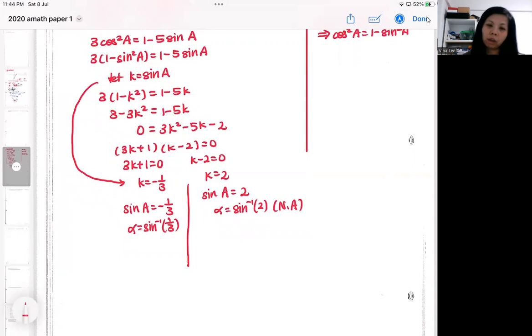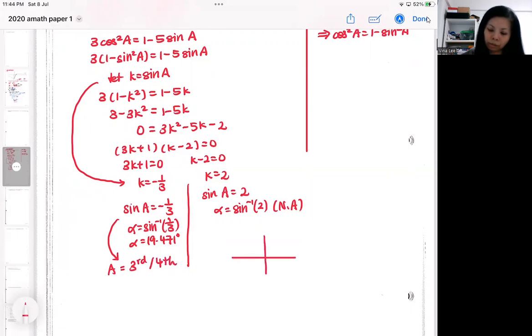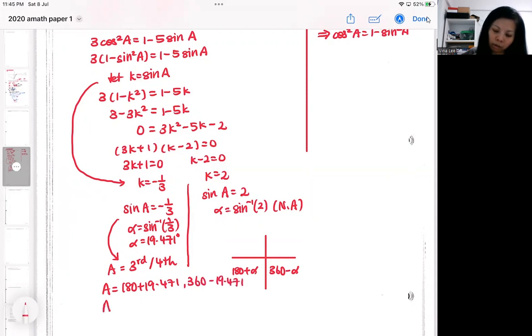So from here, if you ignore the negative, you will be able to get a basic angle. And sine is negative in the third and the fourth quadrant. So if you apply your third and fourth quadrant, the angle will be 180 plus alpha and 360 minus alpha. So you apply the third quadrant and you apply the fourth quadrant.